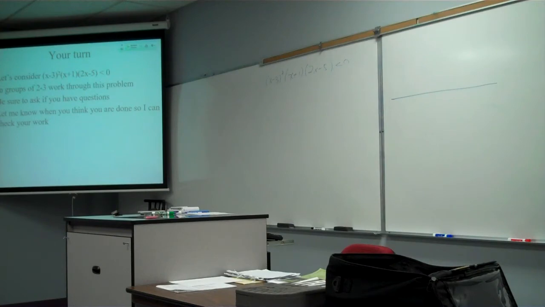Between those zeros, it's either always positive or always negative. We just have to figure out which. So you have to figure out where those 3 zeros are. What 4 intervals do we get?